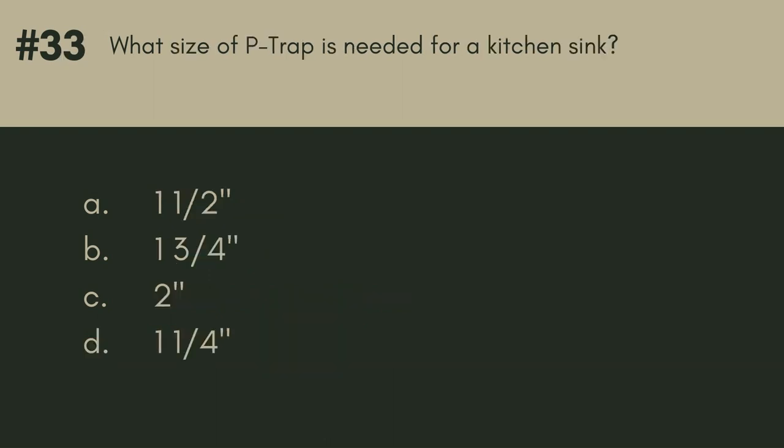Question 33. What size of P-trap is needed for a kitchen sink? A. 1.5 inches. B. 1 3/4 inches. C. 2 inches. D. 1 1/4 inches. The answer? It's A. 1.5 inches. The size of P-trap needed for a kitchen sink is 1.5 inches.